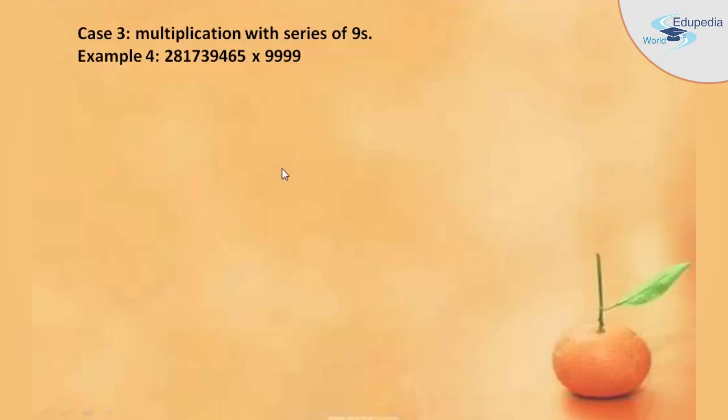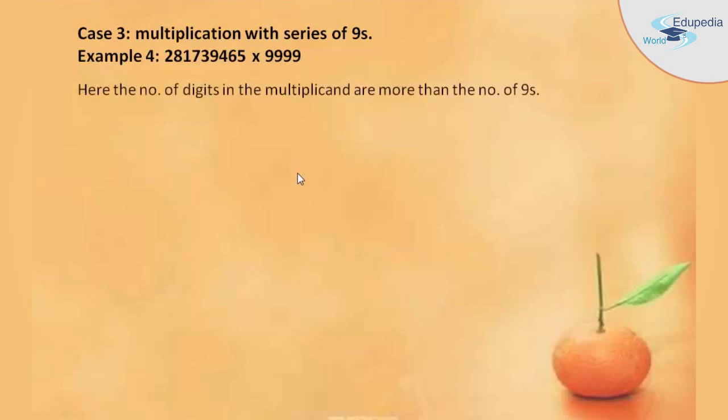So guys, before using this case number 3 shortcut, we have to make sure whether it can be worked out for this example or not. For that, I'm going to count the number of digits in the multiplicand. Here in the multiplicand, I'm having 1, 2, 3, 4, 5, 6, 7, 8 and 9. So I'm having 9 digits in the multiplicand, and in the series of 9s, I'm having 1, 2, 3, 4, 4 9s. Therefore, the number of digits in the multiplicand is more than the number of 9s in the series of 9s, and therefore we can use case number 3 shortcut to get the product for the above example.